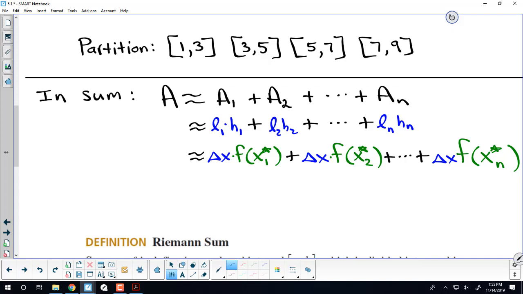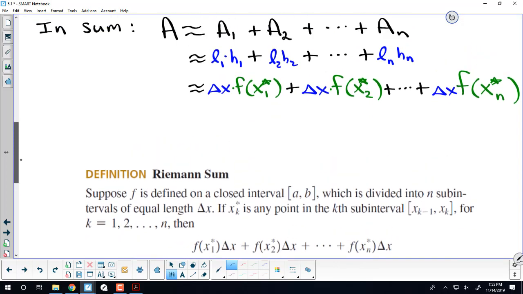So does anyone have any questions at this point? Even writing these sums out is tedious, right? If I had 50 rectangles, writing out 50 different sums is time consuming in and of itself. So what we're going to look at in 5.1 and a little bit later is a more compact way to write out a sum.